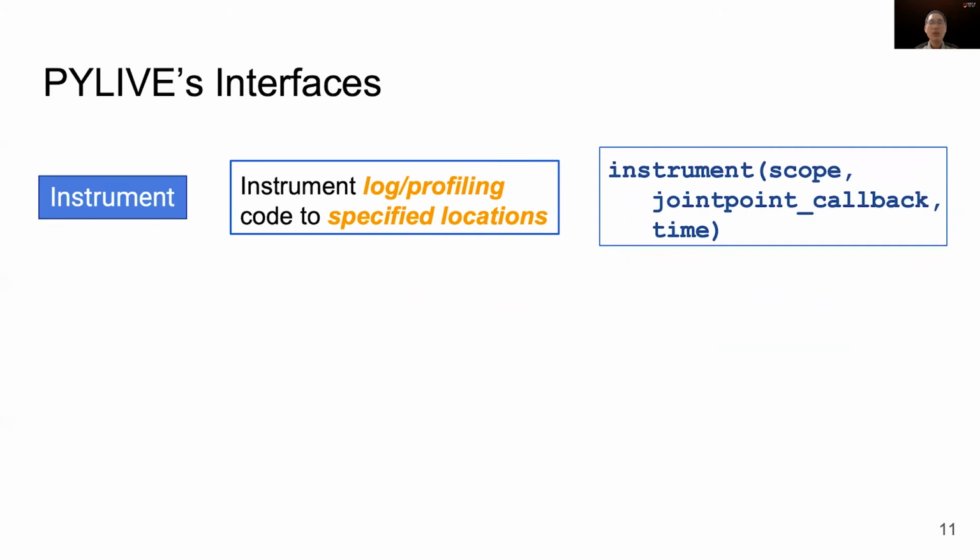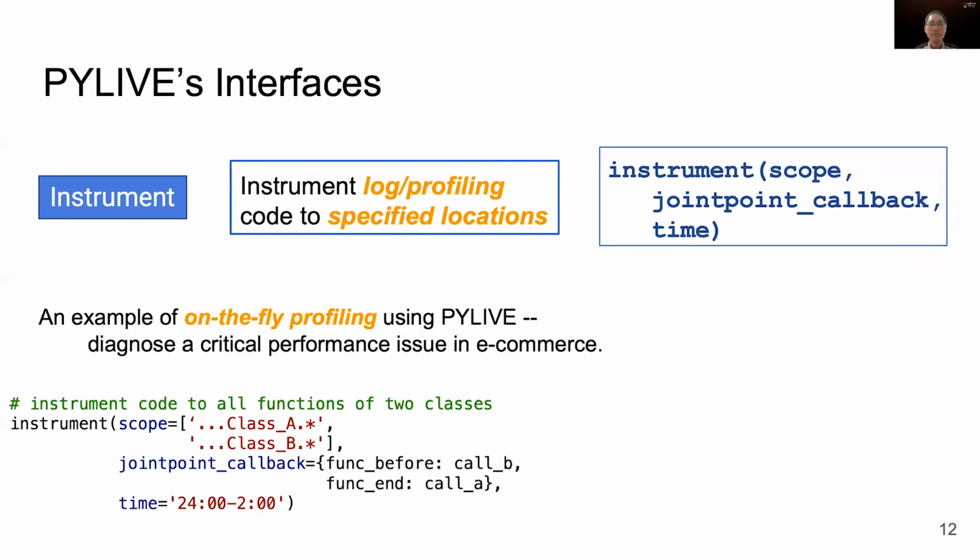Now, let's take a look at PyLive's interface. The instrument interface can instrument logging or profiling code to specified locations in certain functions or modules. It is useful to diagnose bugs or performance issues. The interface is at the right side with scope, join point callback, and time.